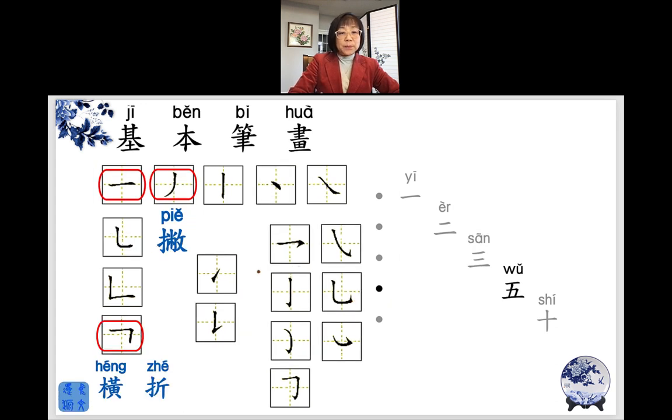Character 五. This one, we start with a 横. First have a 横. The second stroke called 撇, third tone, 撇. So we put a 撇 underneath 横. The third stroke, 横折, is a 横 with a turning, so we call this 横折, both second tone. So we add a 横折. And the last stroke is another 横, we put 横 underneath, that's 五. Okay, repeat, 五.